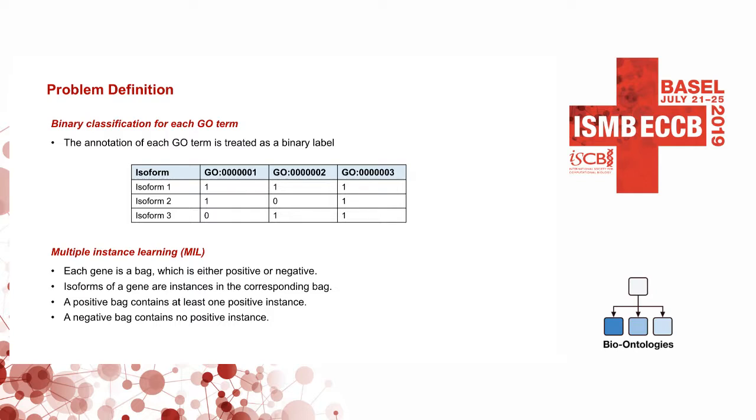And formally, if we treat each GO annotation as a binary label, we can treat the prediction of each GO term as a binary classification task. And we have some constraints on the labels. If a gene is labeled as having a function, then we know that at least one of its isoforms should have this function. If a gene is labeled as not having a function, then none of its isoforms has this function. So the nature of this problem is a multiple instance learning problem, in which each gene is a bag and its isoforms are instances in the bag. A positive bag contains at least one positive instance and a negative bag contains no positive instance.